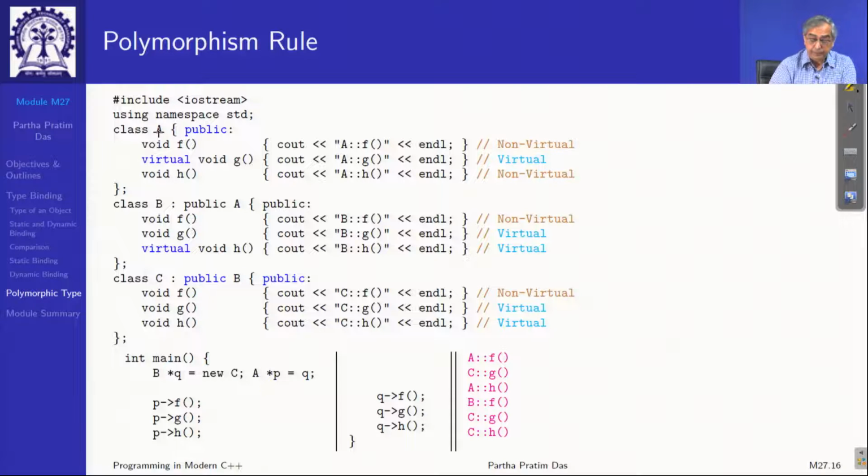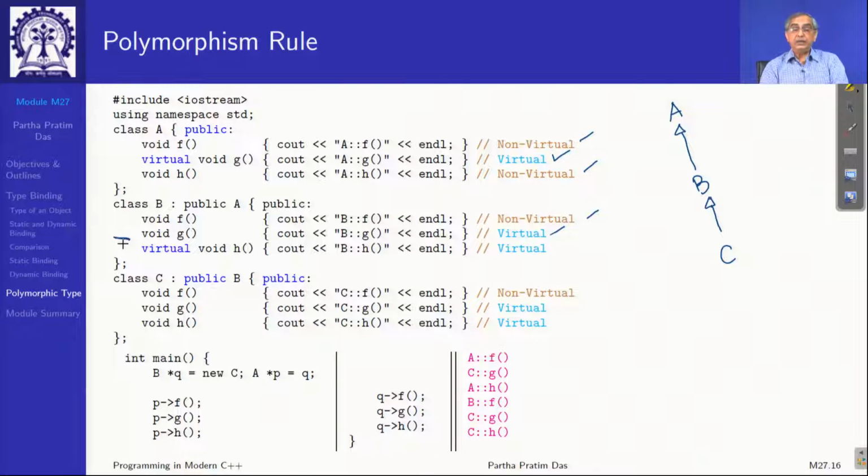Here is a class A. So, this is the hierarchy diagram. Class A, which is a base class, has one virtual function G. F and H are non-virtual. Then it specializes into B, where F continues to be non-virtual, G is virtual. You would ask, why is G virtual? You have not written virtual here.